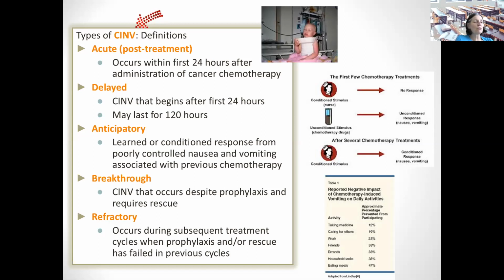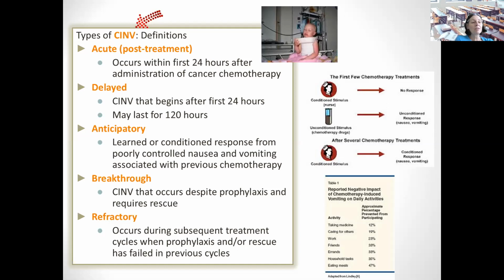And then there's breakthrough nausea and vomiting. So we gave the Zofran or the other antiemetic prior to the treatment, but they have breakthrough nausea and vomiting anyway. And so we have to give rescue treatment, higher doses and various drugs to save them from that. And then refractory nausea and vomiting is during subsequent treatment cycles. So the next dose, the next dose, the next dose, all of our prophylactic and rescue nausea and vomiting treatments have failed. And the patient now has refractory nausea and vomiting, where they just keep throwing up and there's little we can do about it.